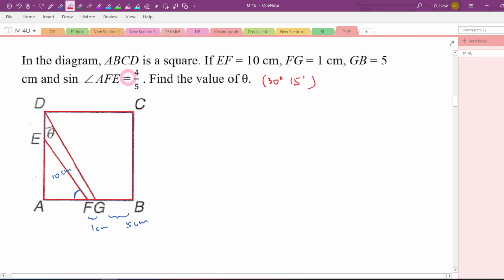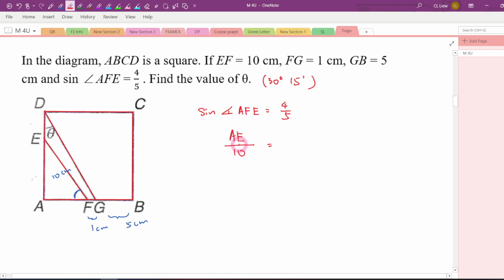So the question tells us this. Let me write down. Sine angle AFE is equal to 4 over 5. And I start to think, how do I get sine AFE? SOH, right? So opposite divided by hypotenuse. Angle is over here, so opposite will be AE. SOH, H is equal to hypotenuse, 10 centimeter. So this is sine AFE.